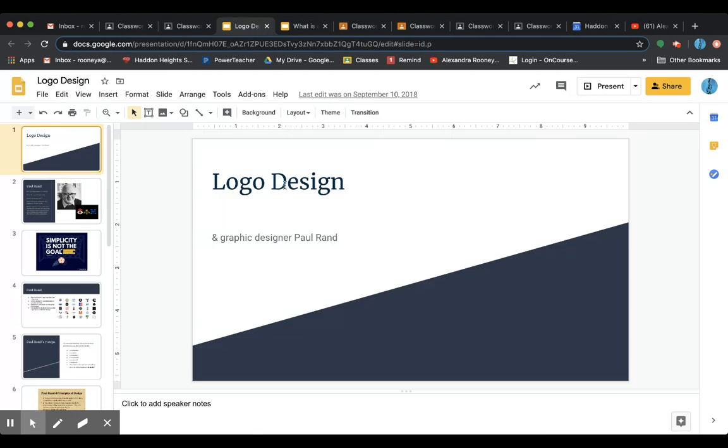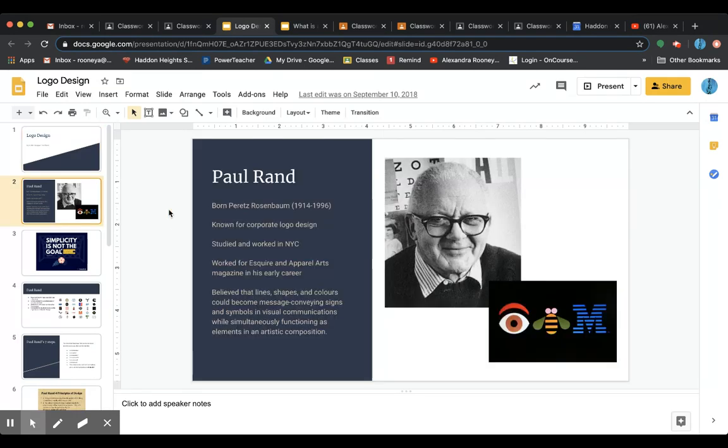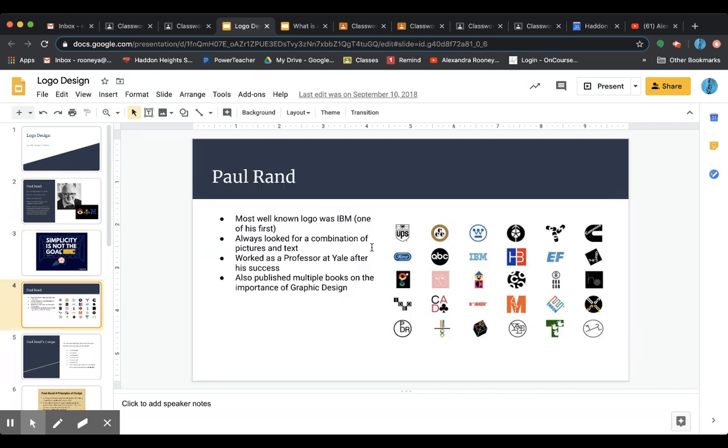First things first, logo design. I talked about Paul Rand in this. I'm not going to go over too much with it, but he was known for corporate logo design and being really creative. When you look at this logo here where my mouse is, this is IBM. Does that make sense to you guys? Literally with the old IBM computers, this is what the logo started as. He's pretty much one of the most prominent graphic designers as well as logo designers. He is most known for IBM, and he always looked for a combination of pictures and text. He was a professor at Yale due to all of his success, and he published a lot of books on the importance of graphic design.